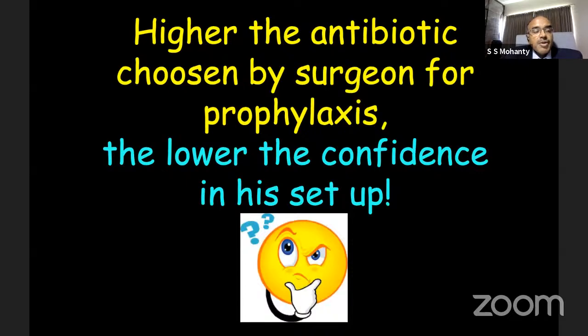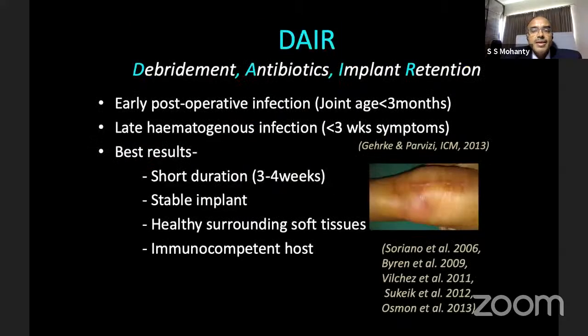In India, people inadvertently use antibiotics for prophylaxis. There are no clear guidelines, no uniformity on giving prophylactic antibiotics. It's said that the higher the antibiotic chosen by the surgeon for prophylaxis, the lower the confidence in his setup. So hence, one should not use higher antibiotics just for prophylactic purposes.